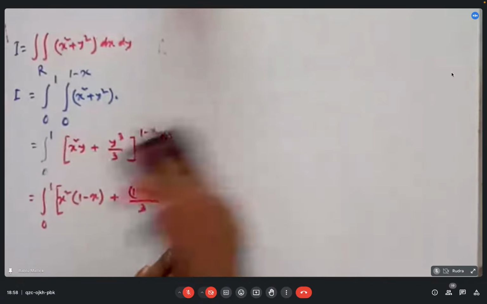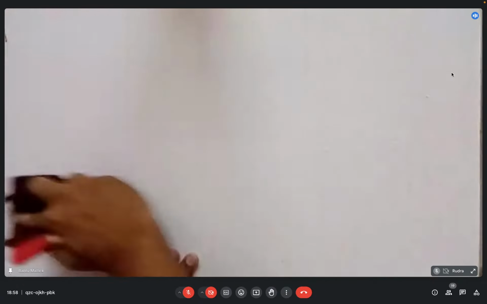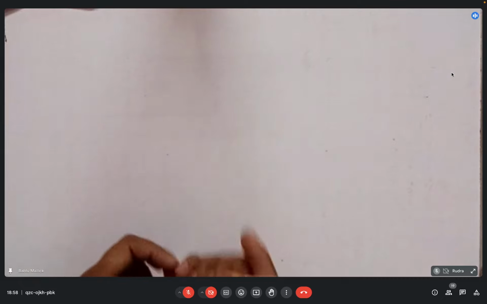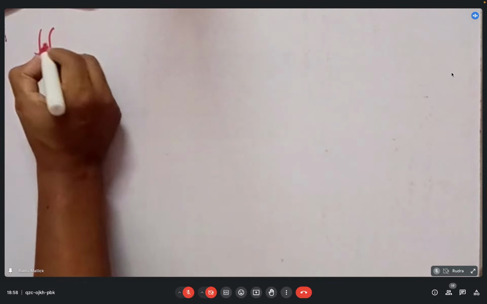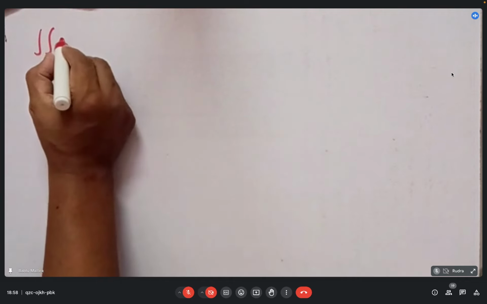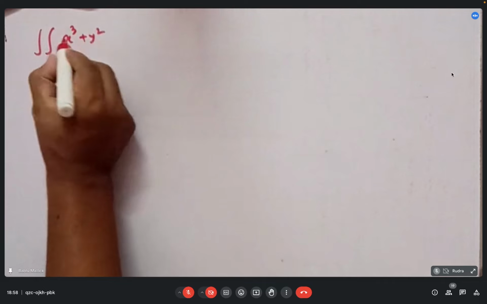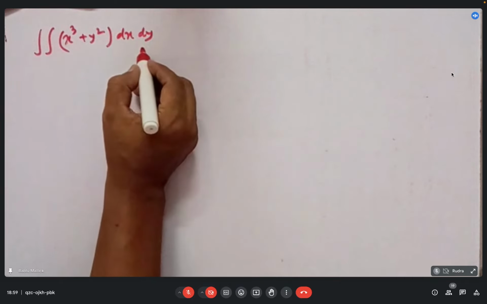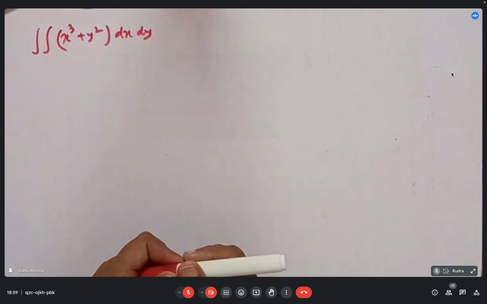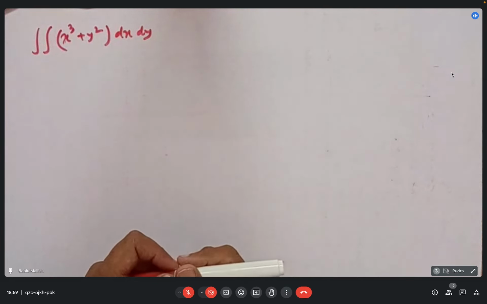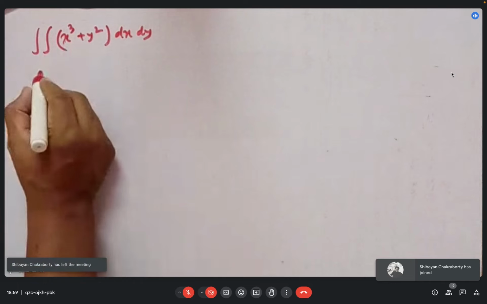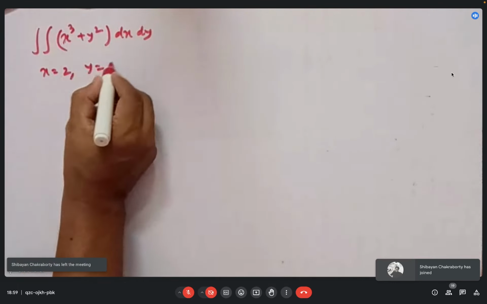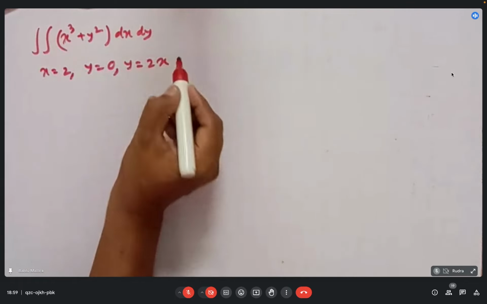Next, write the homework. Evaluate the double integration of x cube plus y square dx dy over the area bounded by x is equal to 2, y is equal to 0, y is equal to 2x.